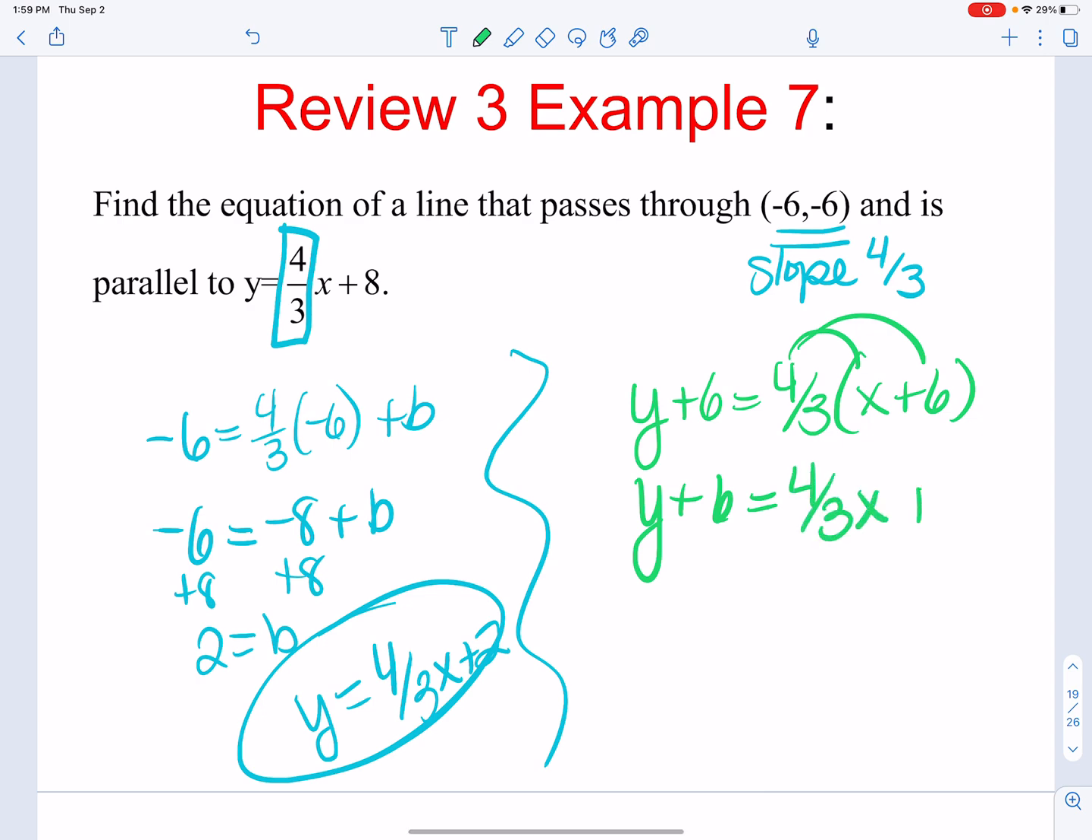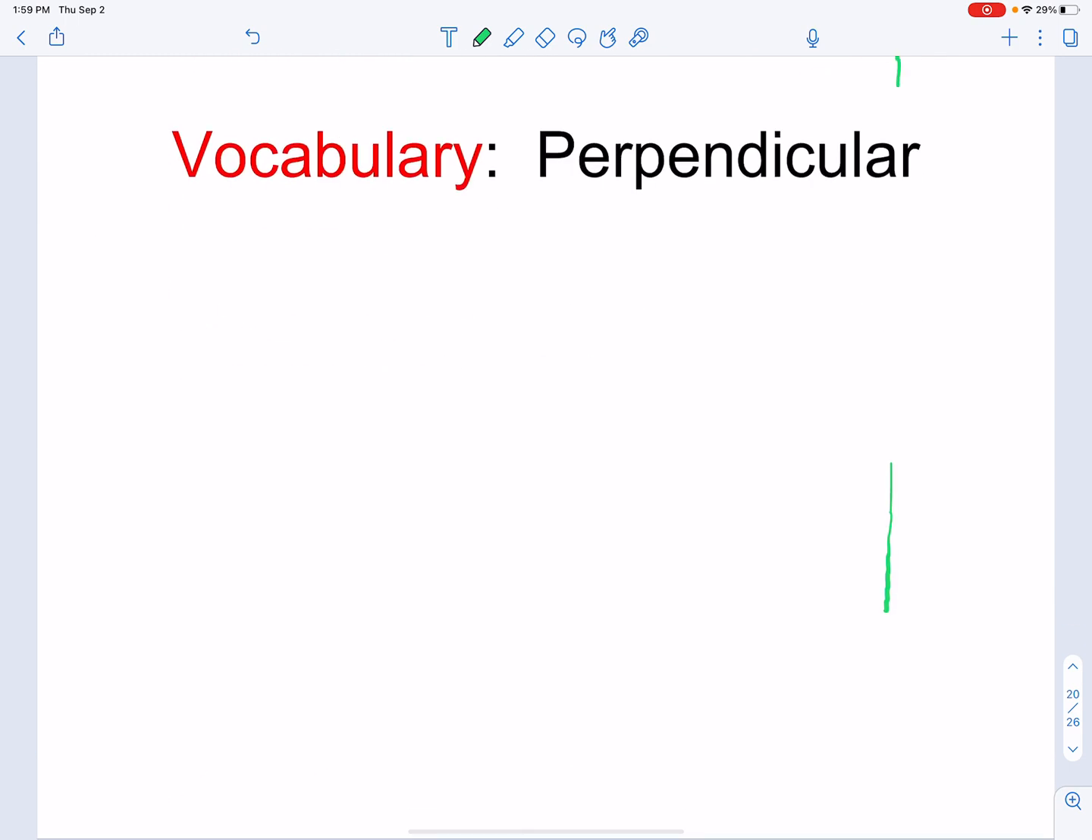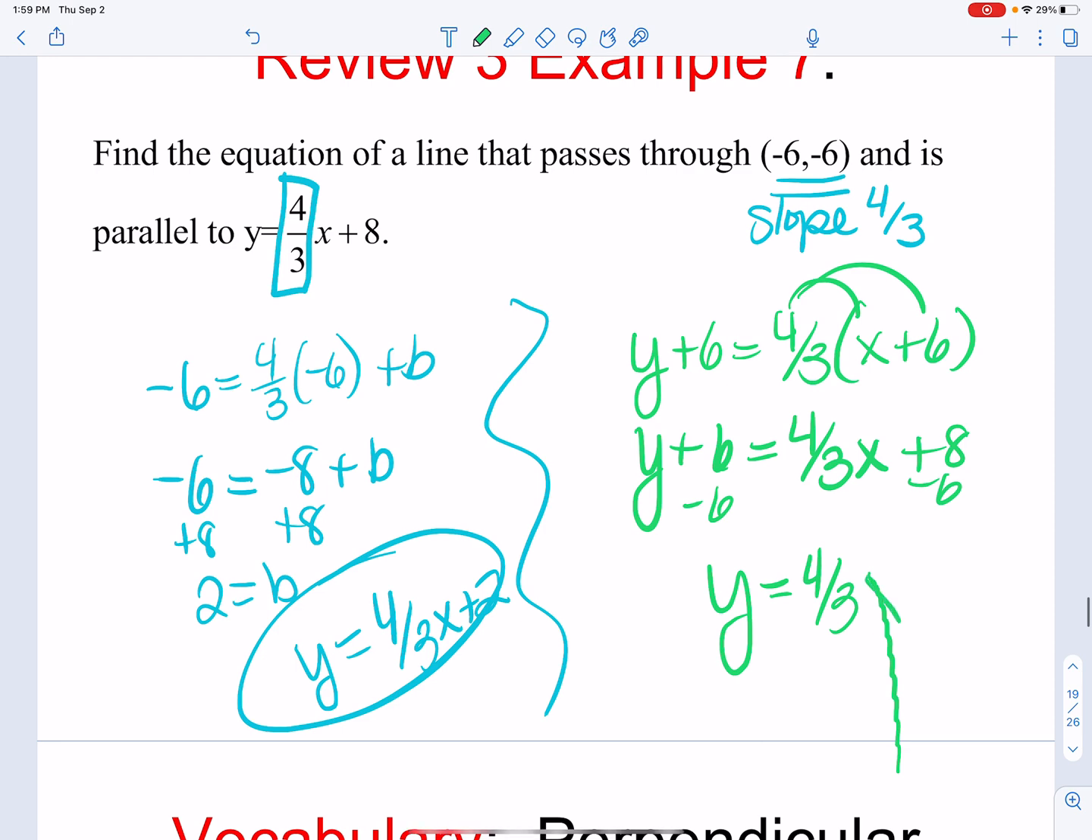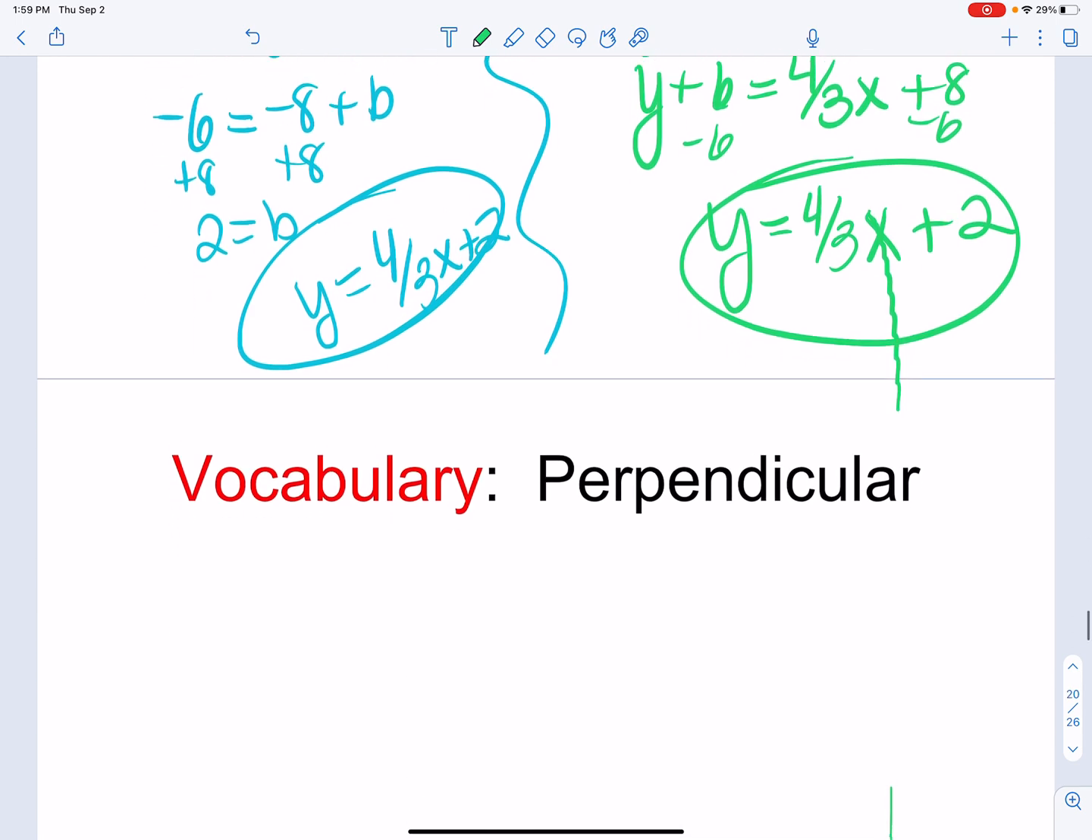It's 24/3, which is 8. So I minus 6, and I get y equals 4/3 x. Same answer. I don't care what method. The point I'm trying to make here is be good at one of them.